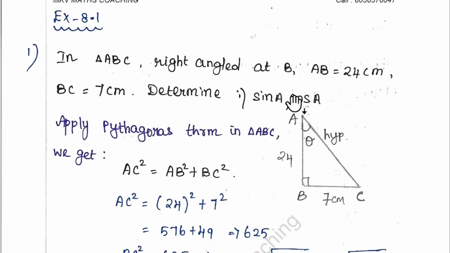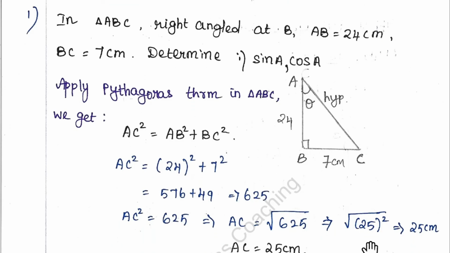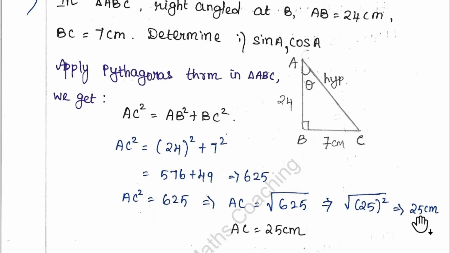You know the Pythagoras theorem, no? Hypotenuse is the longest side. So the longest side squared is equal to the other two sides squared: AC square equals AB square plus BC square. Just square it, 24 square plus 7 square. If you calculate, I am getting 625. AC square 625 means AC will be 25 centimeter.